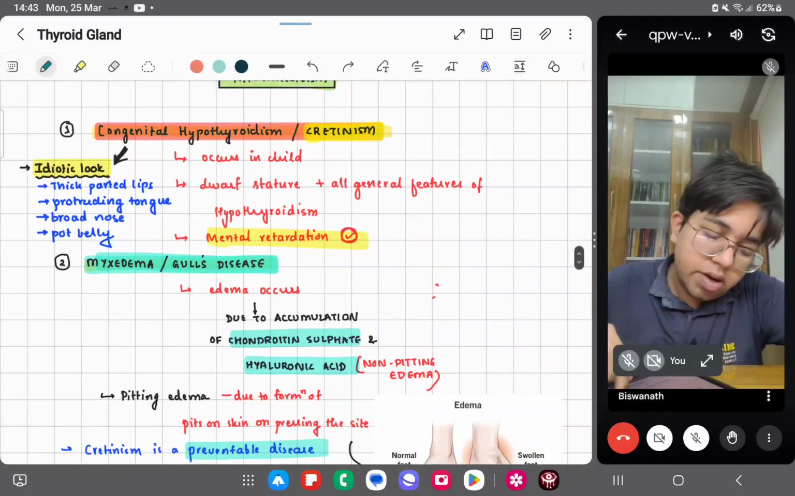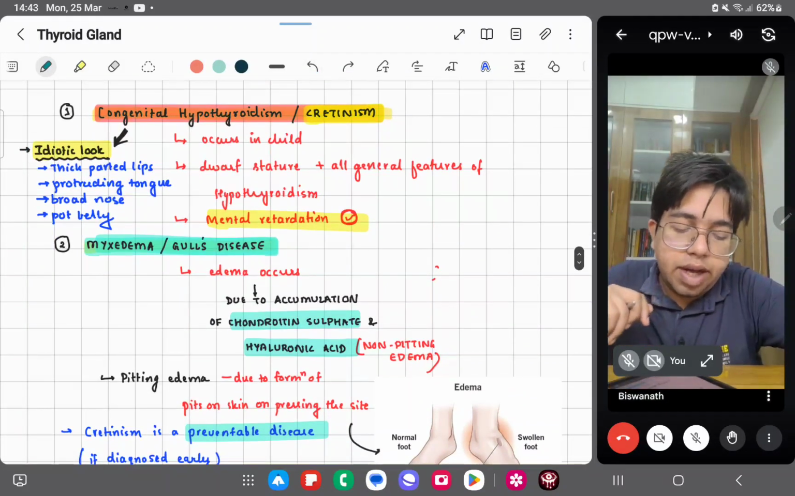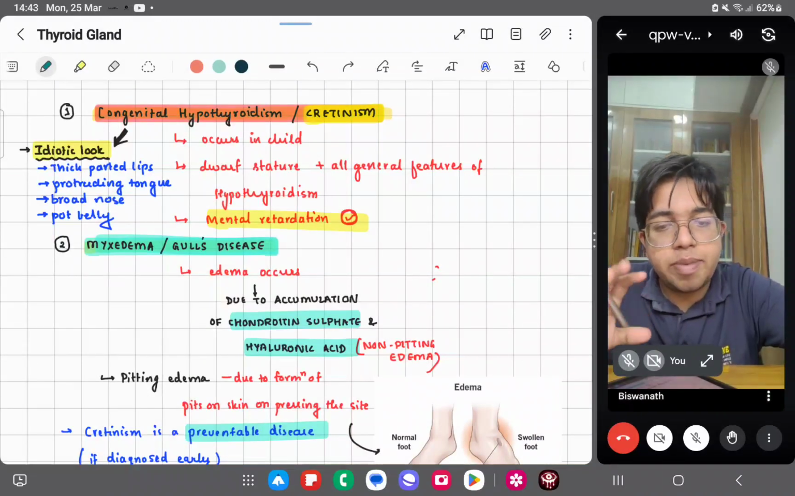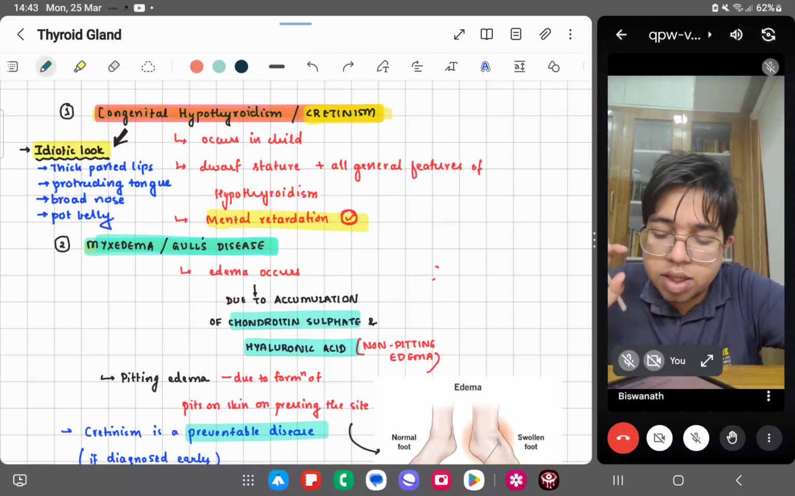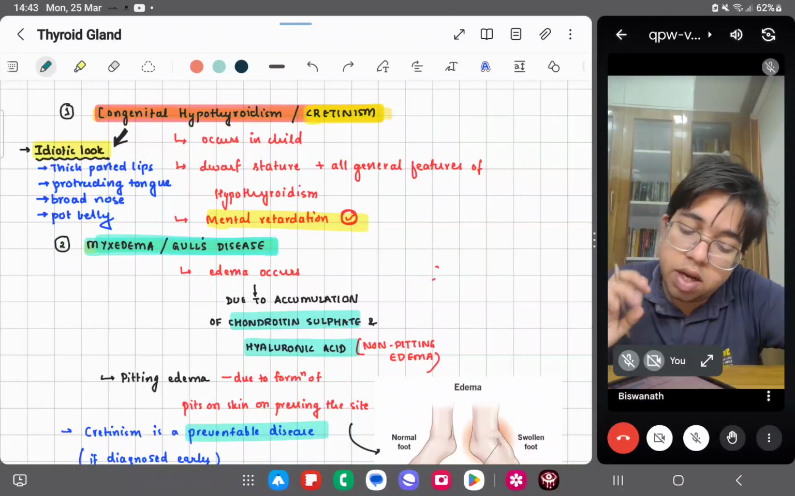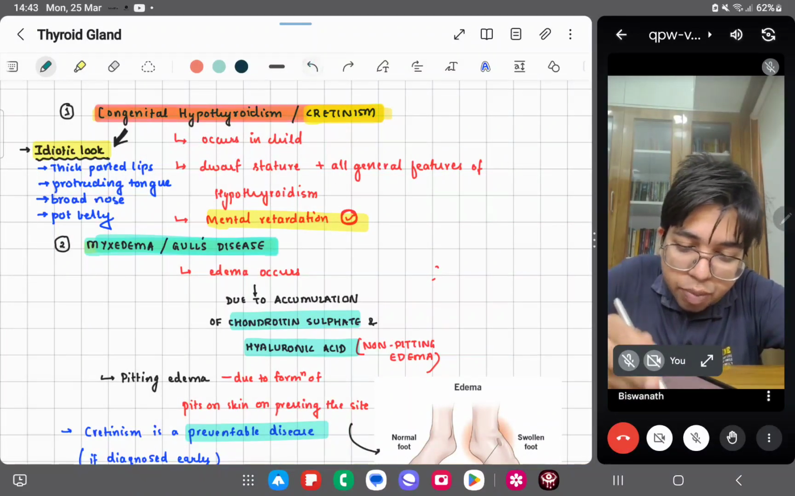Idiotic look, or idiotic look. So there will be thick parted lips, protruding tongue, broad nose, and pot belly. You can just search an image of cretinism and see the patient. It occurs in a child, with dwarf stature, plus all the features of hypothyroidism.